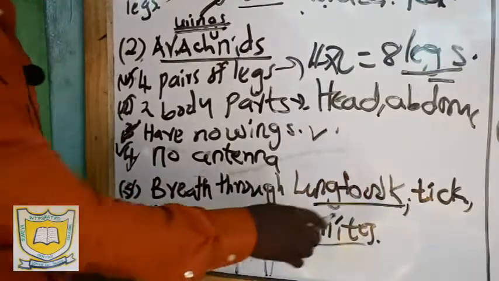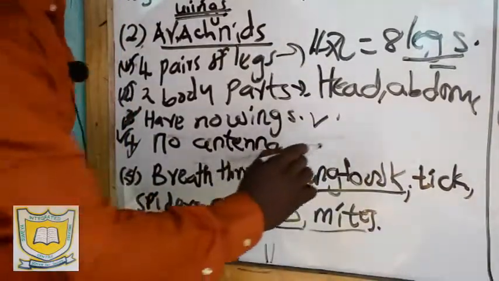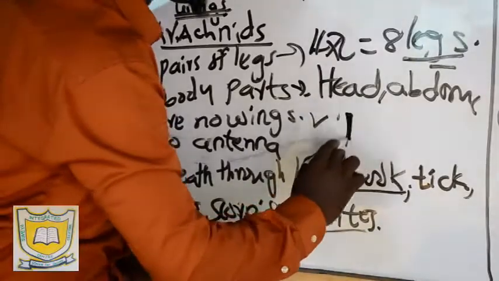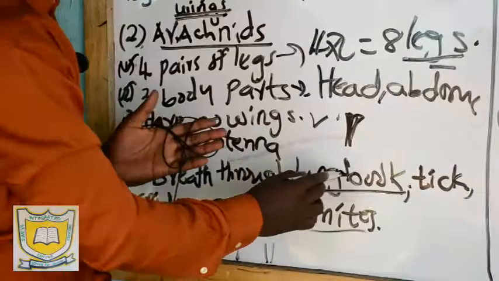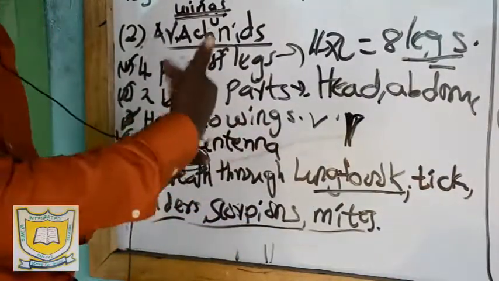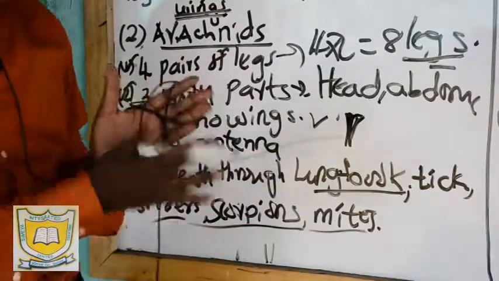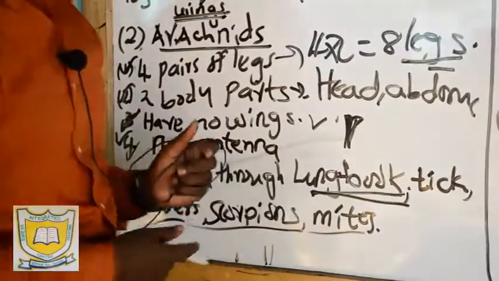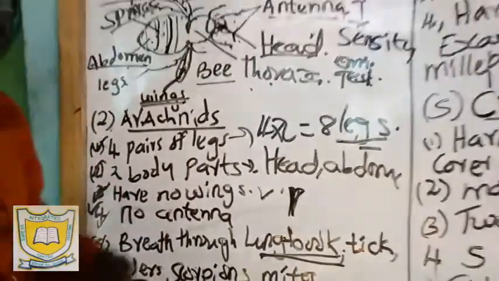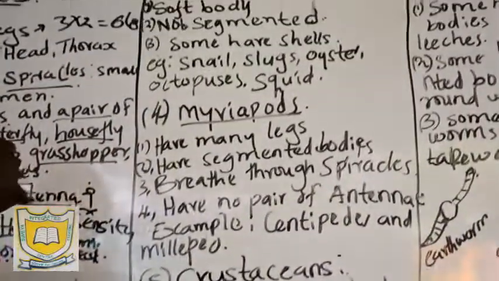Now when you talk about breathing through a lung book, this is an example of a lung, but it looks like it has pages, so the name lung book. When you look at the lungs of these arachnids, they appear like they have paper, so the name lung book. Now we move to another group where we are going to discuss mollusks.